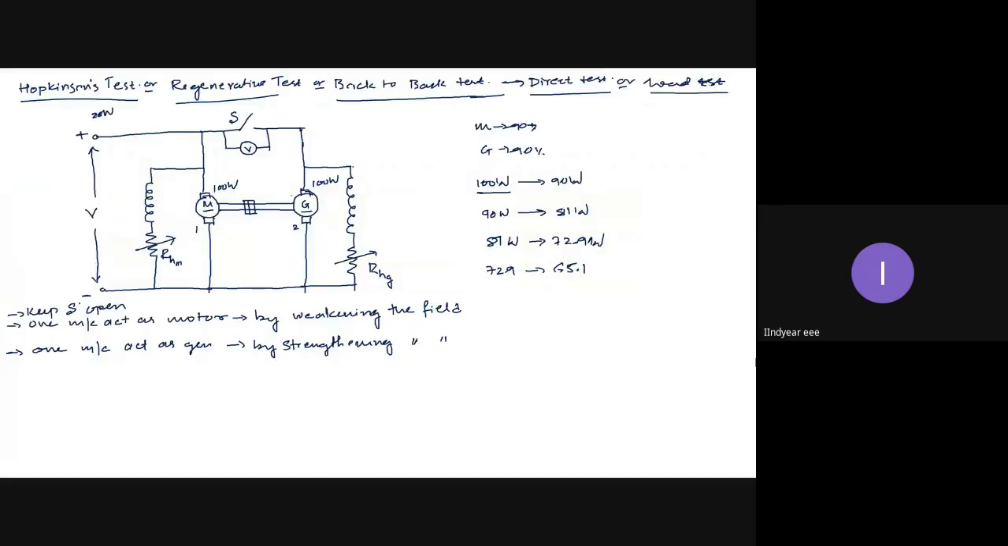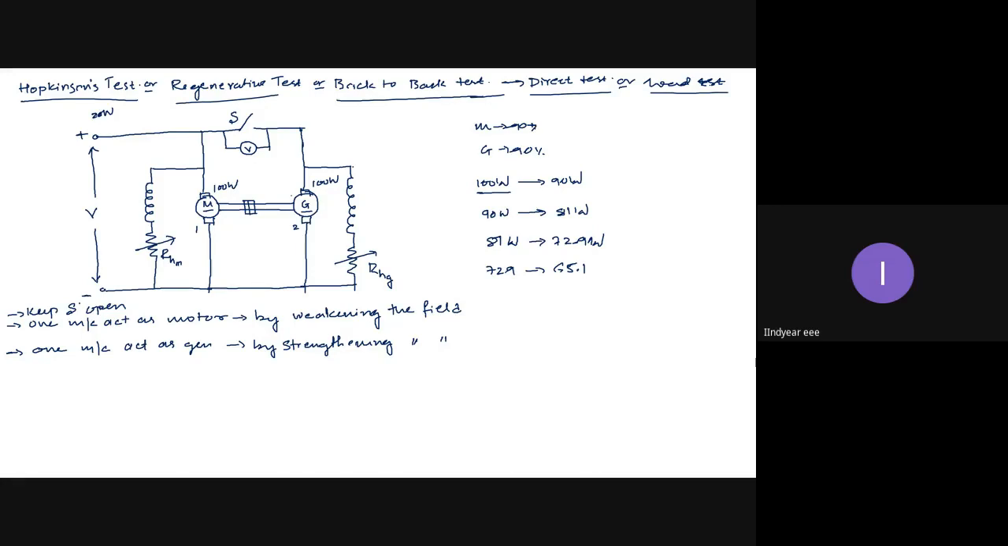Okay. So we have seen the Hopkinson test connection, and also why it is called a regenerative test or back-to-back test. Here a motor and generator are mechanically coupled, or generally we can say two DC machines are mechanically coupled. One is made to operate as motor, the other as generator. How are we doing that? By weakening the field and strengthening the field. The field of the machine which is weakened will act as motor. The field of the machine which is strengthened will act as generator.